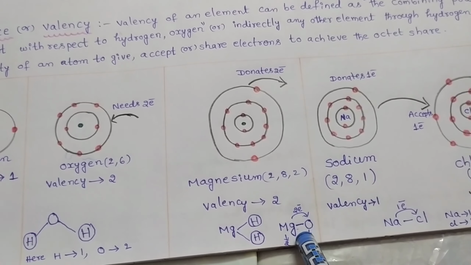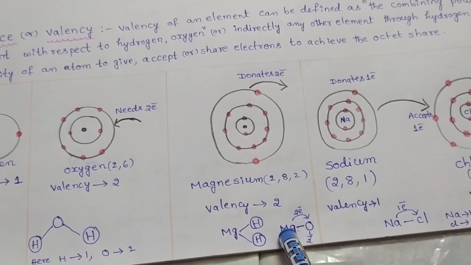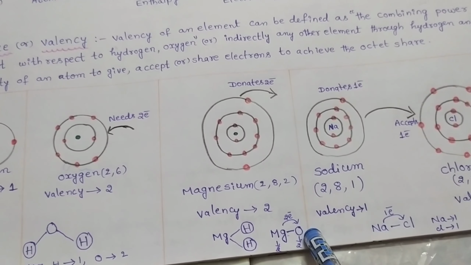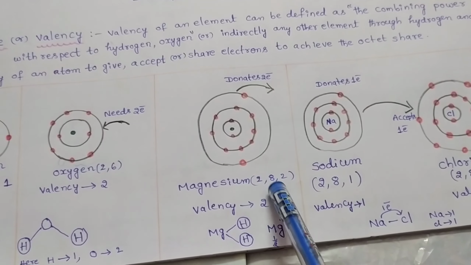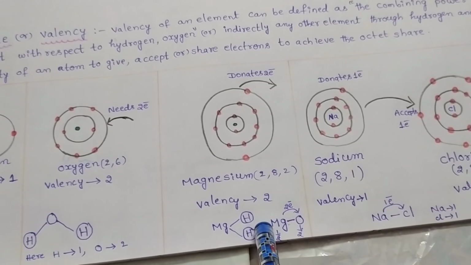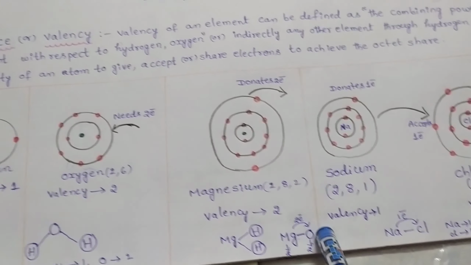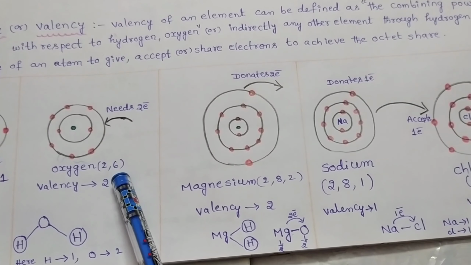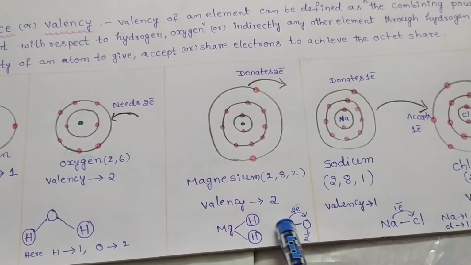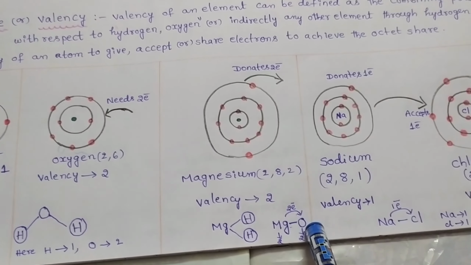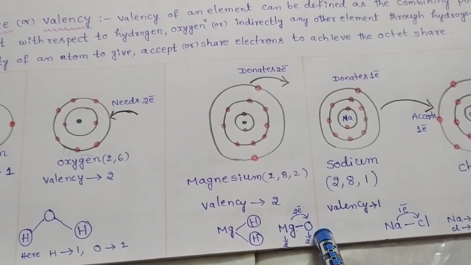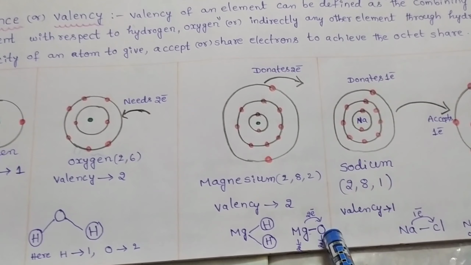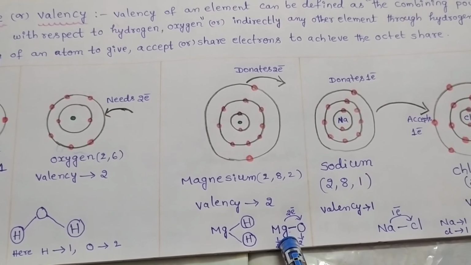Next we can take another example. The magnesium contains 2 electrons. So it will readily donate 2 electrons to an oxygen atom and get 2-8, that means 8 electrons configuration. So here the magnesium valency is equal to 2. Oxygen has an electronic configuration 2-6. In order to get 8 electrons configuration, oxygen gains 2 electrons from magnesium. Here oxygen valency is also equal to 2. From this example, we can say that magnesium and oxygen have a valency equal to 2.